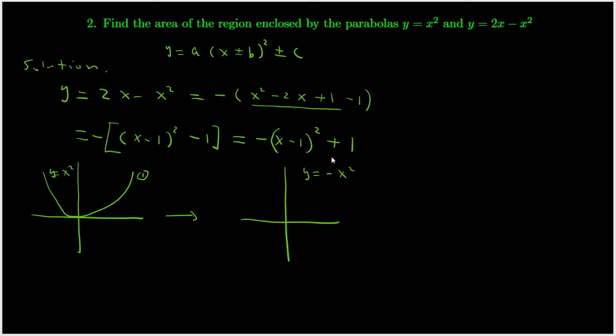That's the second step. From the graph in step 1, now let's recall what we learned in high school. We reflect the graph in step 1 by the horizontal axis. Then we can have the graph of y equals negative x squared.